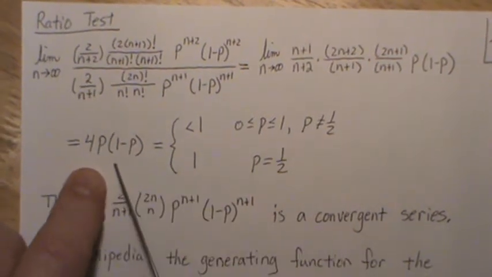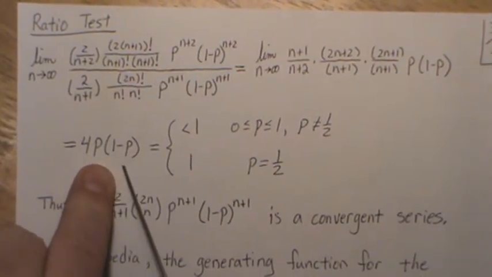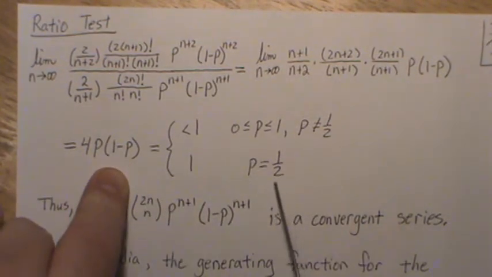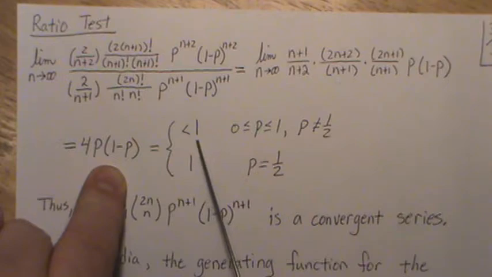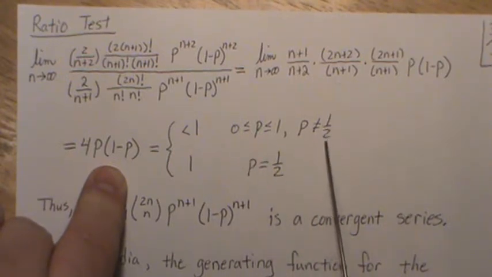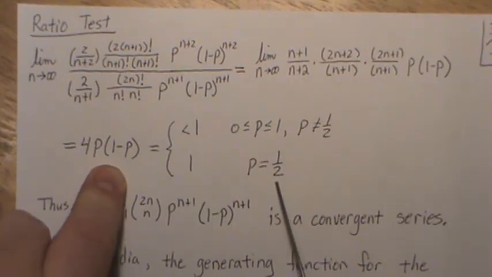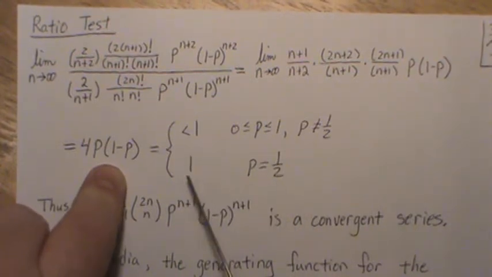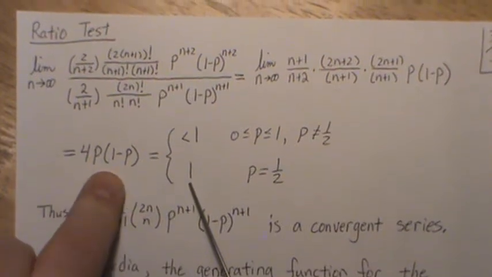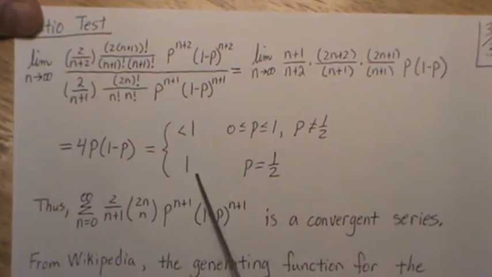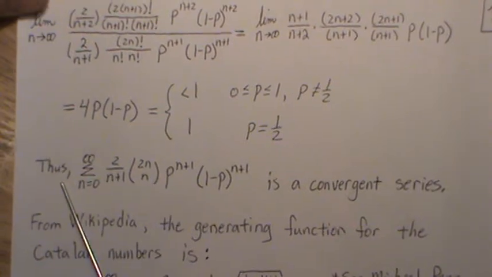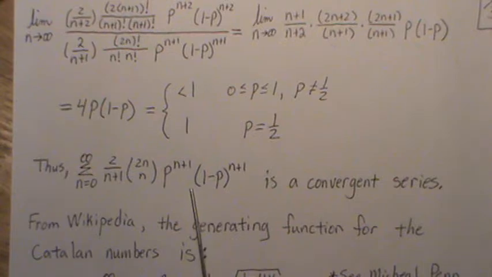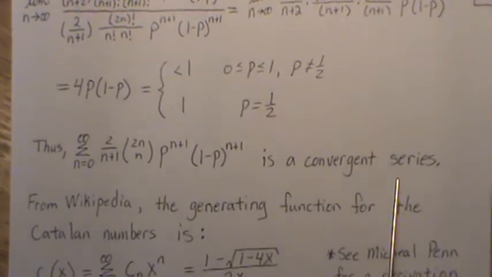Remember, we're doing the ratio test. So this is less than or equal to 1 for all p except for p equals half. So it's always below 1 for all p except for 1/2. And it equals 1 when it's a half. So that says for these p's, it's a convergent sequence. And this one we don't know, but it turns out that it is convergent for this point here. So thus this series, which is the probability of ever touching a diagonal in the grid, is a convergent series.